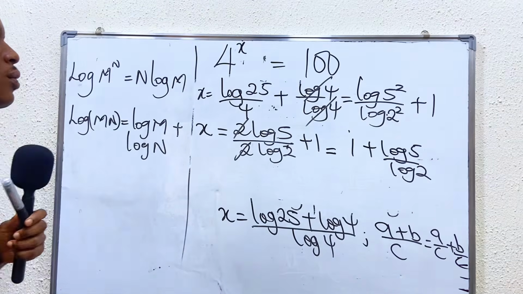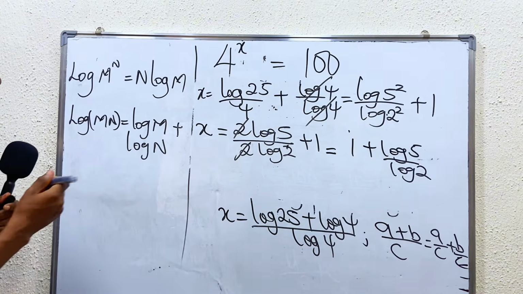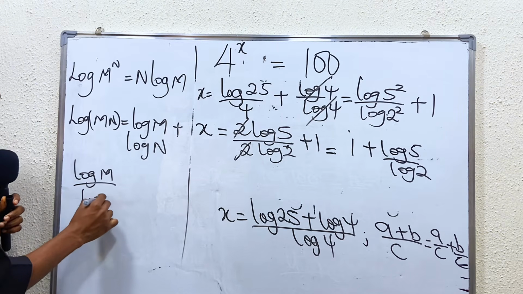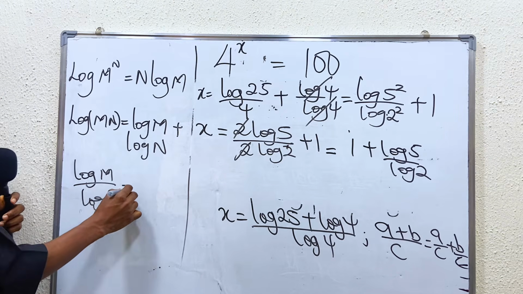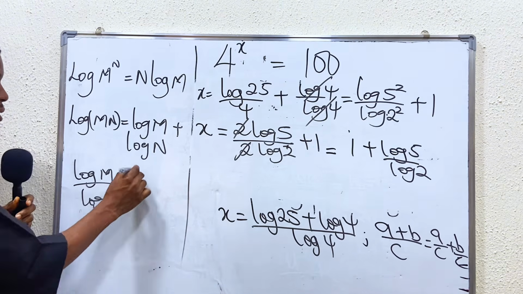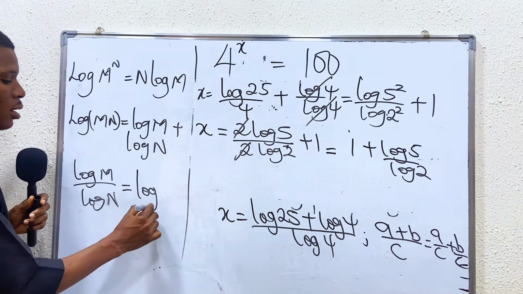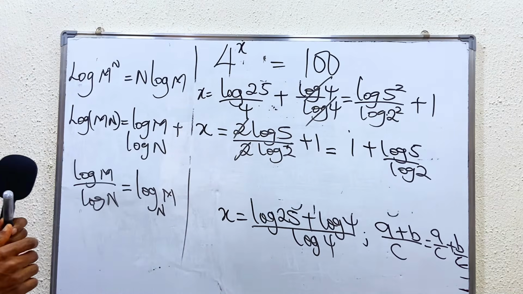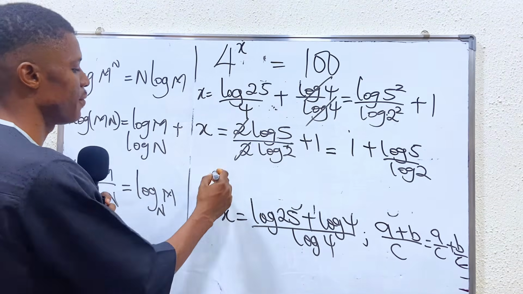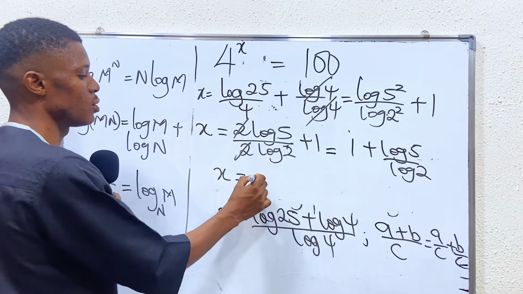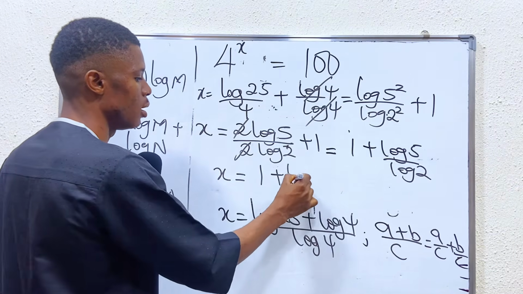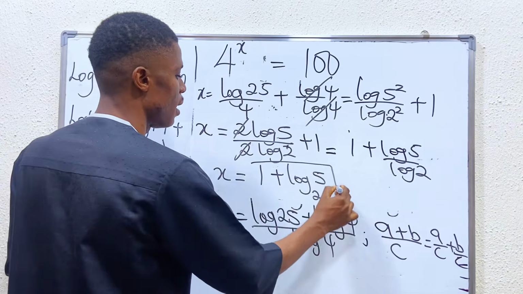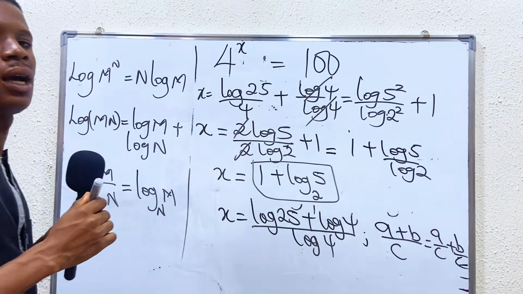So remember the change of base formula, that whenever you have log m over log n, you can actually use a change of base, which says that this can be seen as log base n of m. This is the change of base rule. So if you use it here, you can see finally that x is equals to 1 plus log of base 2 of 5. And that's the actual answer.